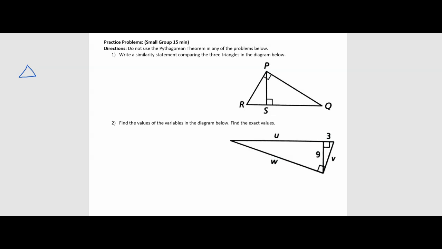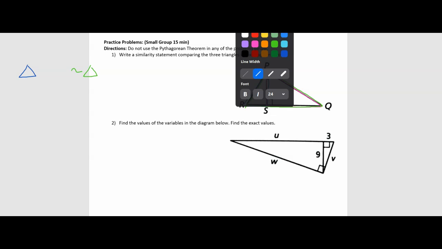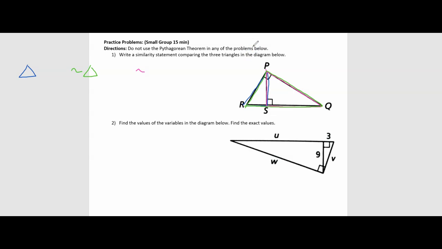So we have a blue triangle, we'll call that PSR. We'll have a pink triangle, PSQ, and we'll have a lime green triangle, PQR. For our similarity statement, we need to figure out what letters should go where. So pause the video, take time to do that, and then come see if you were correct.